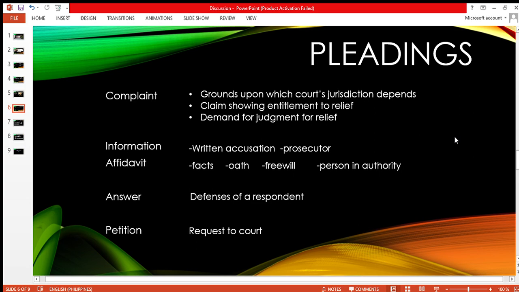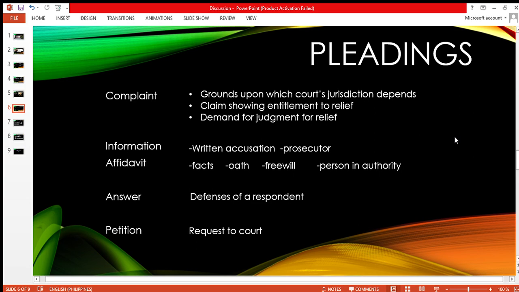Okay? Okay. What else is in a complaint? Ano pa yung meron sa isang reklamo as a legal document? There must be a claim showing entitlement to relief. Pag nagreklamo ka, kasabay nun, meron kang sinasabi na dapat para sa'yo. Okay? Oh, may sinasabi ka sa korte na gagawin nila para sa'yo.